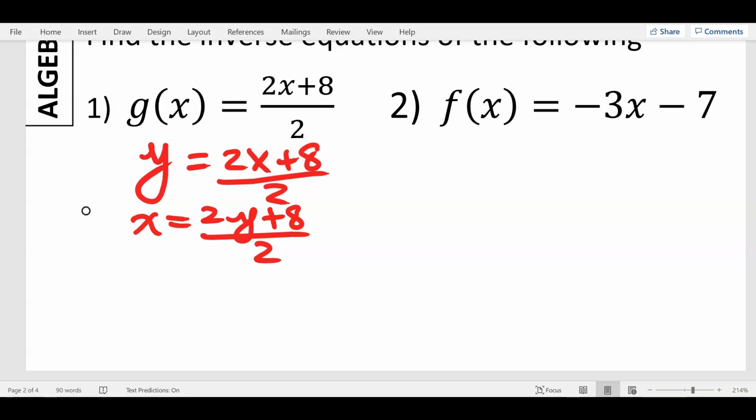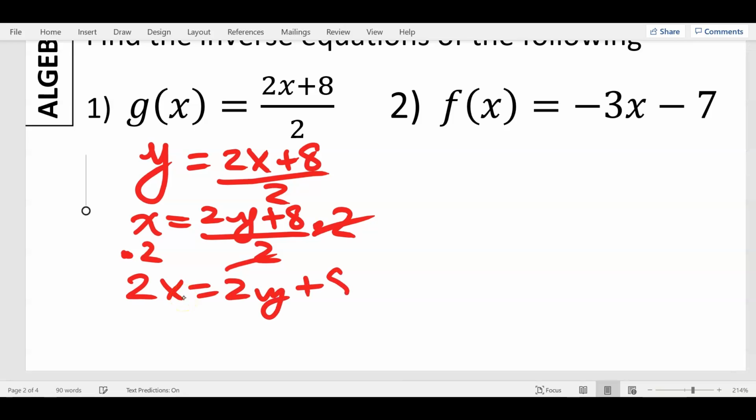Here's why. If it's a big fraction, what should I get rid of first? The divided by 2 on the bottom. How do I get rid of a divided by 2? Times 2 on both sides. So times 2, times 2. The 2's cancel out. What is x times 2? 2x. So 2x equals 2y plus 8.